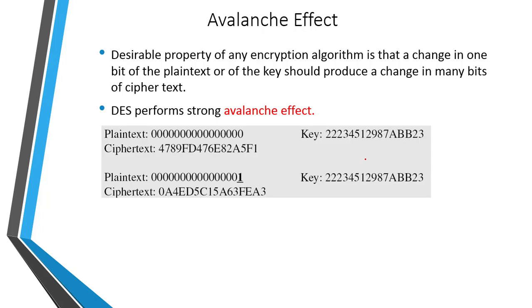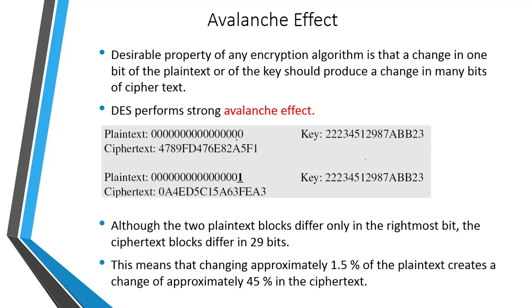For example, see here we have a plaintext of all zeros and our key is this. So our ciphertext is this. Now we change the rightmost bit of our plaintext and use the same key for encryption, generating a new ciphertext. Here we can see that the ciphertext blocks differ in a total of 29 bits. So changing approximately 1.5% of the plaintext creates a change of approximately 45% in the ciphertext. So DES performs a strong avalanche effect, and it is a good encryption algorithm.